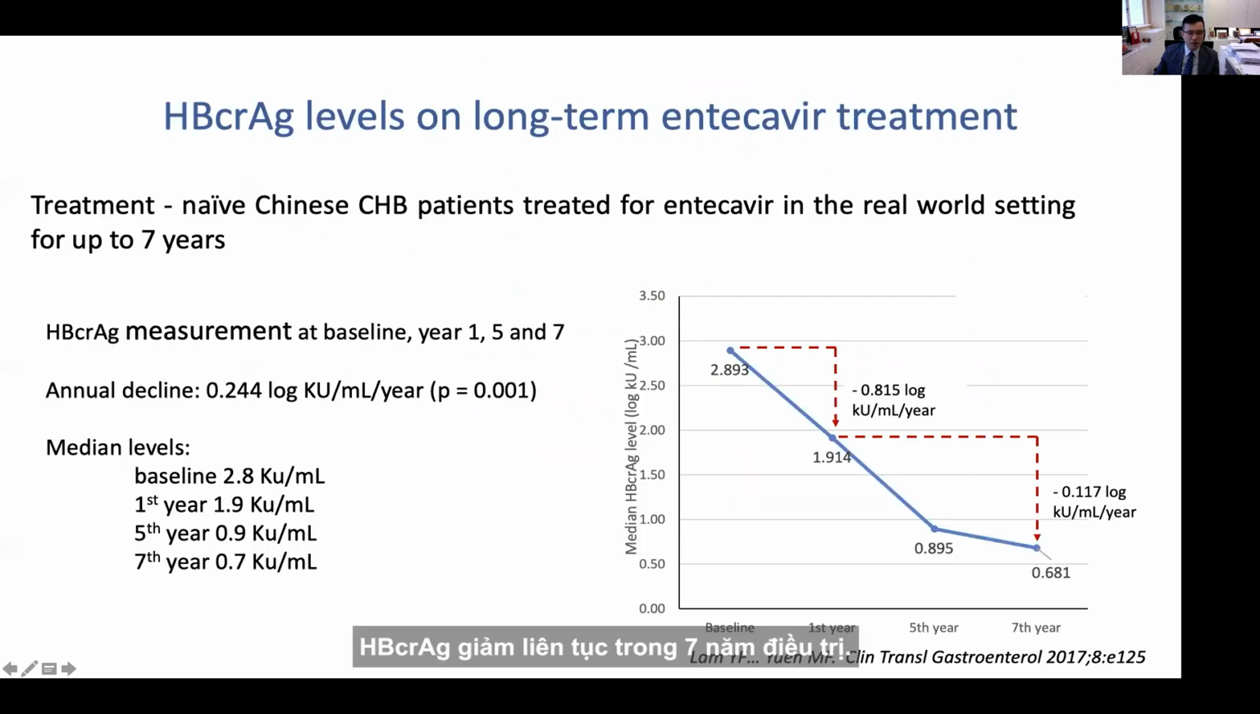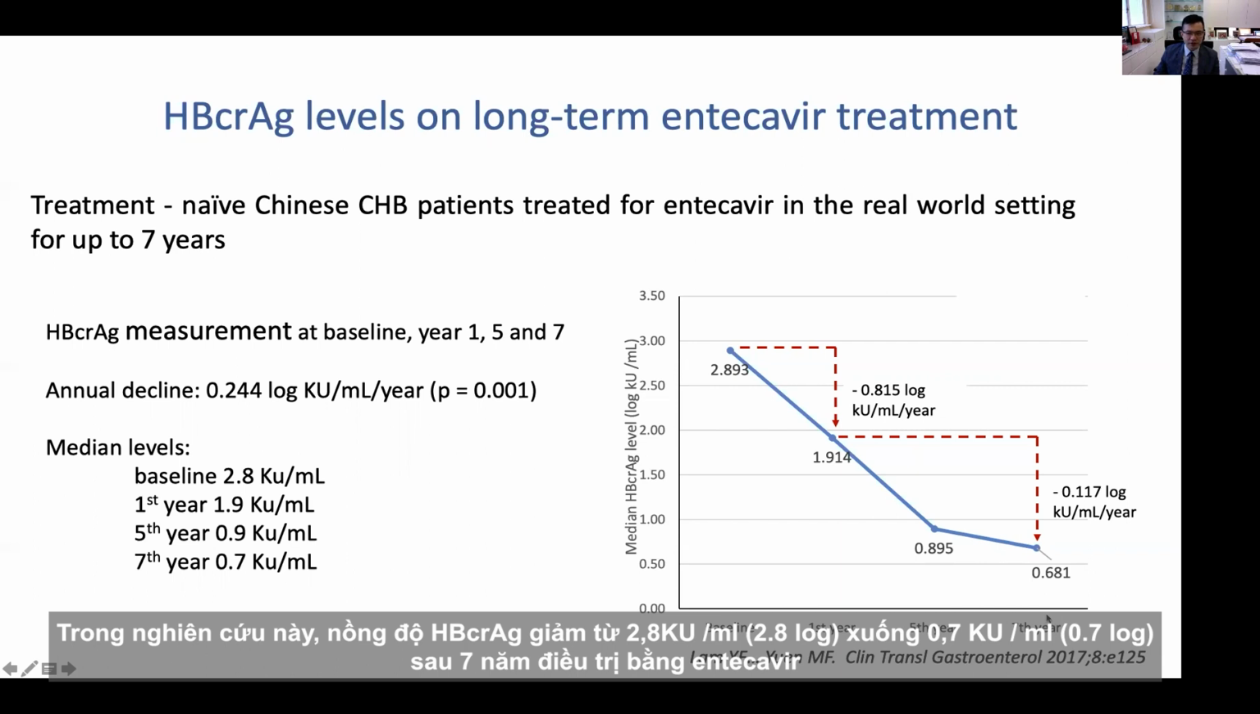Extending to a more long-term therapy, there was a continuous reduction of core-related antigen till the time of assessment, up to 7 years of therapy. In this study, core-related antigen level reduced from 2.8 Ku per mL to 0.7 Ku per mL after 7 years of entecavir treatment.